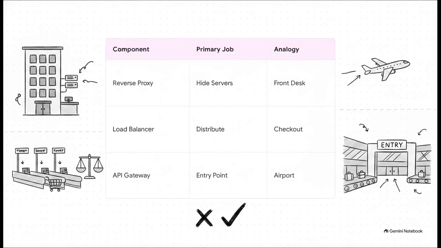Section 5. How they work together. We have looked at the isolated roles, but the magic happens when zooming out. The crucial point here is that these 3 tools absolutely do not replace one another. Comparing them side by side makes it extremely clear that each solves a highly specific problem. The reverse proxy acts as the apartment front desk to hide infrastructure. The load balancer acts as supermarket checkouts to distribute traffic. And the API gateway acts as the airport check-in to uniquely manage the API entry point.